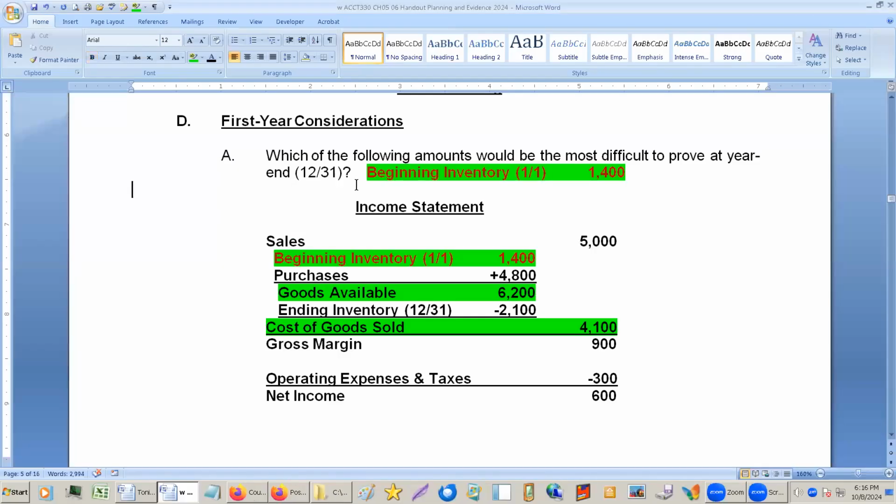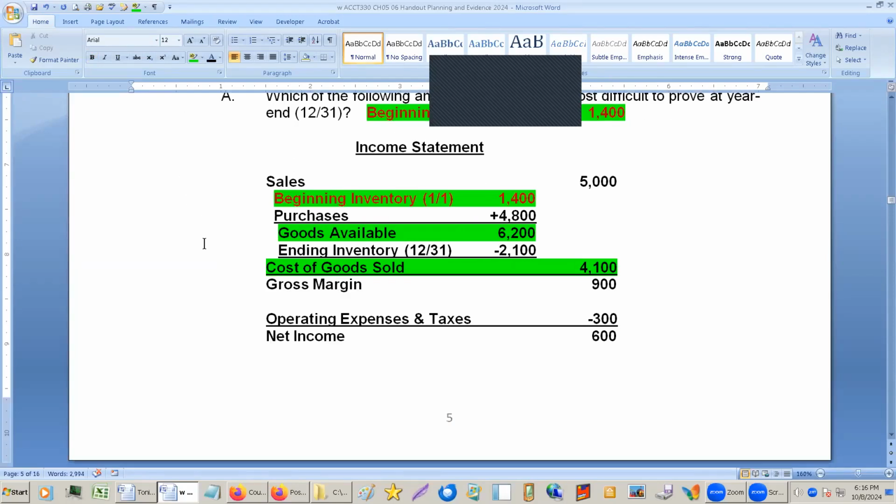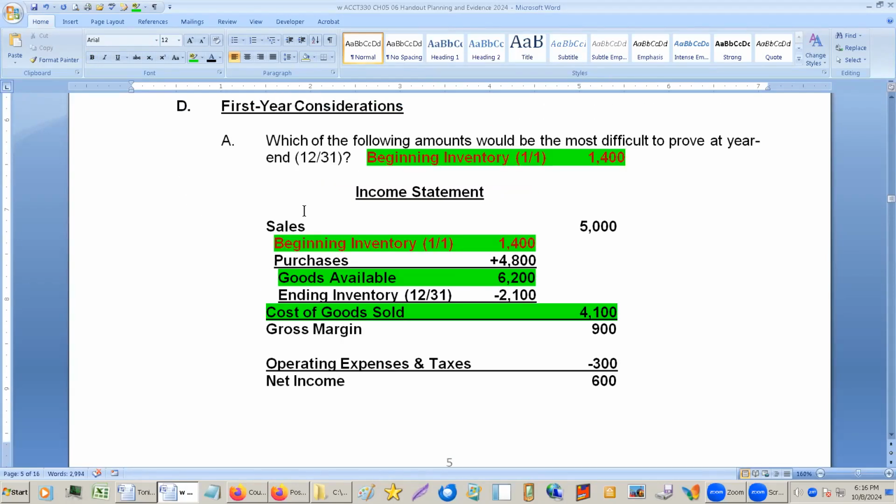So this is a first year consideration if they've never had an audit before. The beginning inventory is a problem.